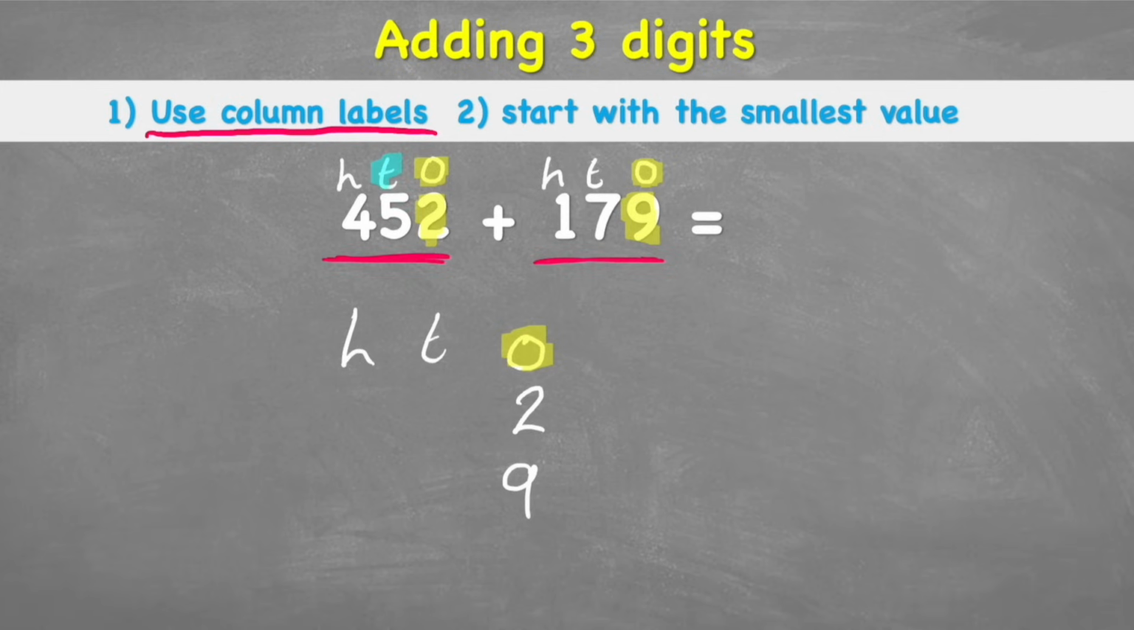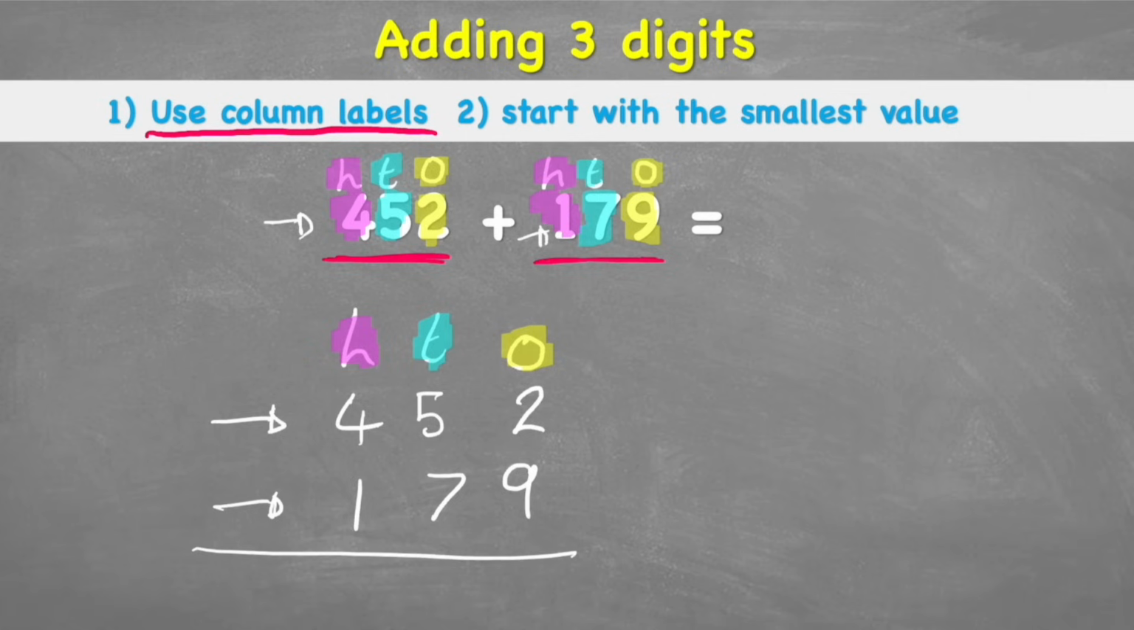Now I can do my tens, and I can see I have a 5 and a 7. Let's put those in place, 5 and 7. And last but not least, let's do our hundreds, and I can see I have a 4 and a 1. Let's put them in the hundreds column, 4 and 1. Let's just check our numbers, 452, that's right, and 179, that's also right. But the beauty of the way we did it is we now know that these numbers are in the perfect columns. So let's put our equals sign and our plus sign, and now we're ready to begin.